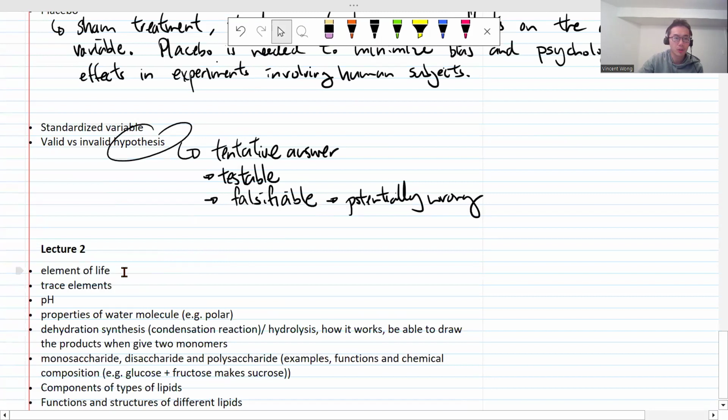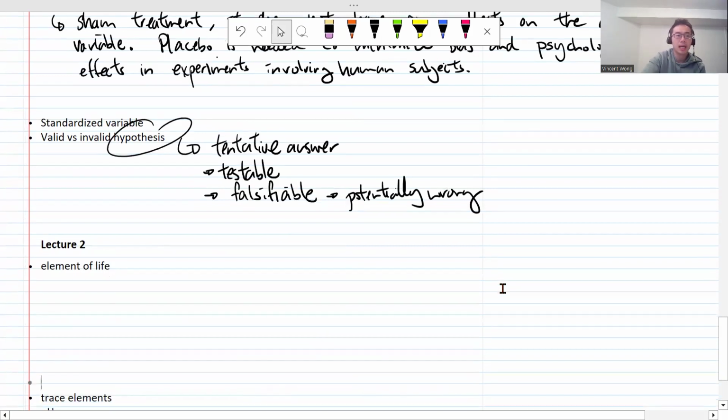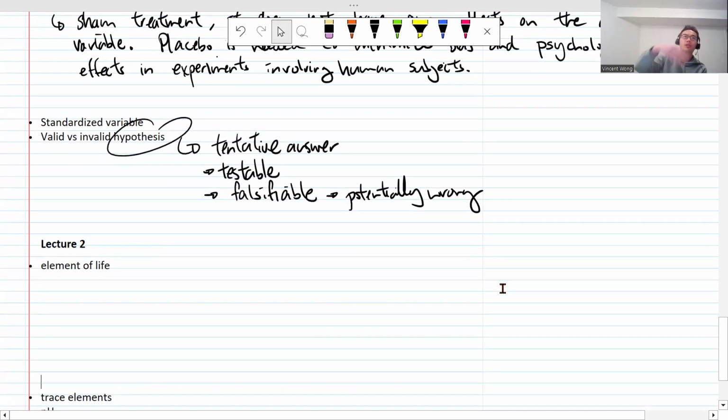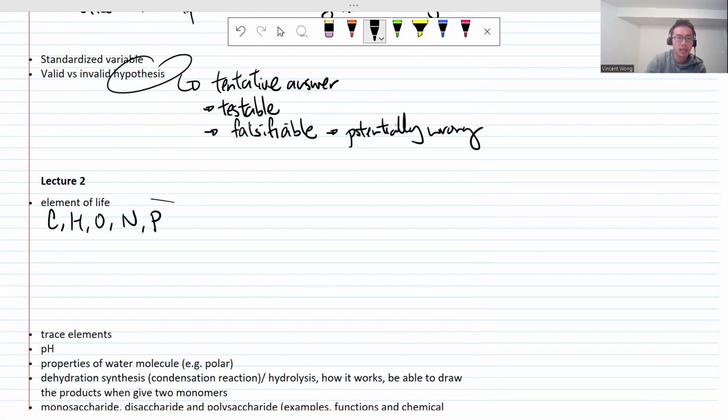Moving on, lecture number 2. We talked about a lot of the chemistry concepts, but a lot of those are just like background information to help you understand the macromolecules, right? So some of the more important things that you should know for the quiz would be the elements of life. So there's carbon, hydrogen, oxygen, nitrogen, and phosphorus. These things make up over 96% of the human body.